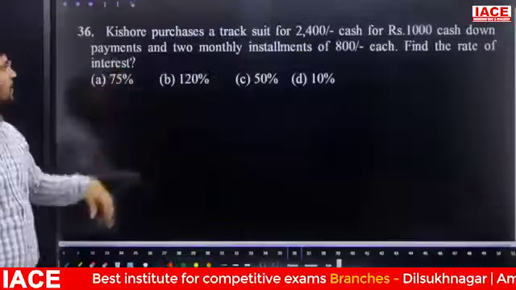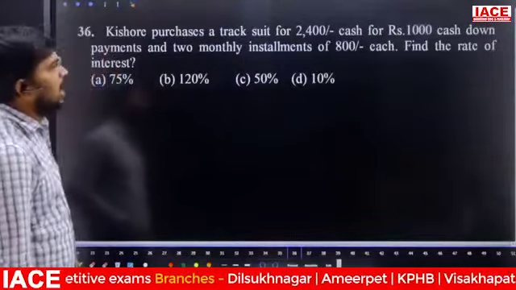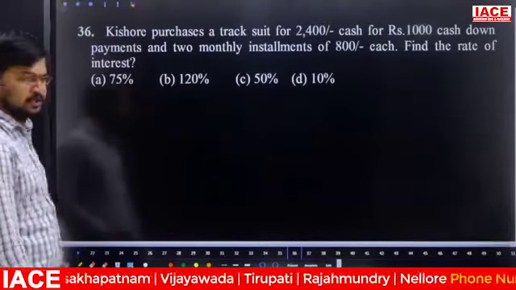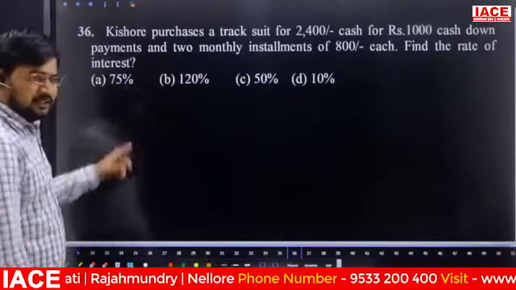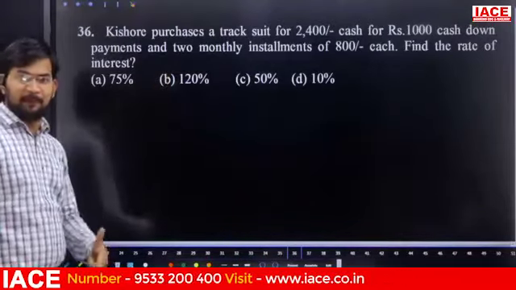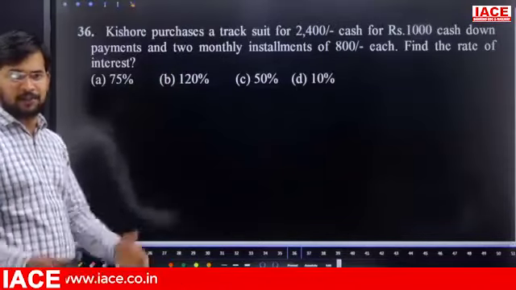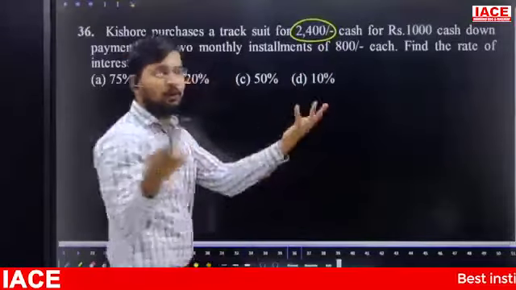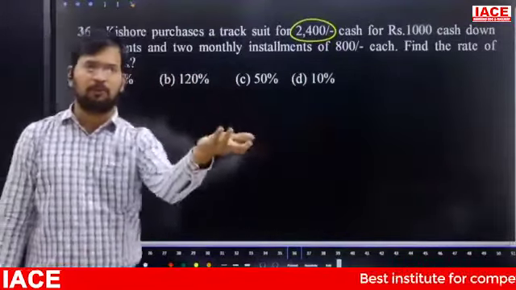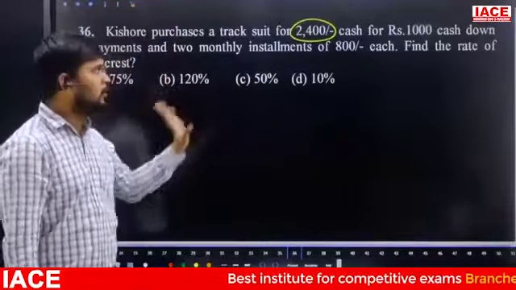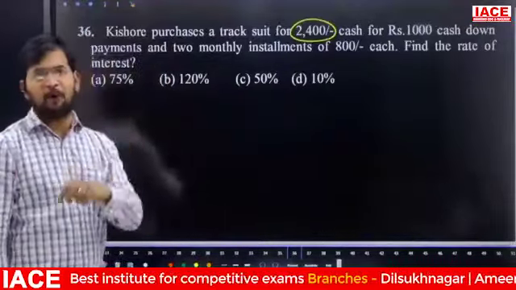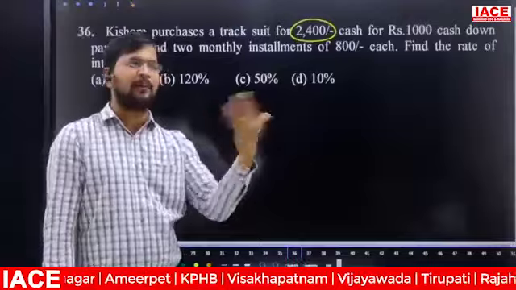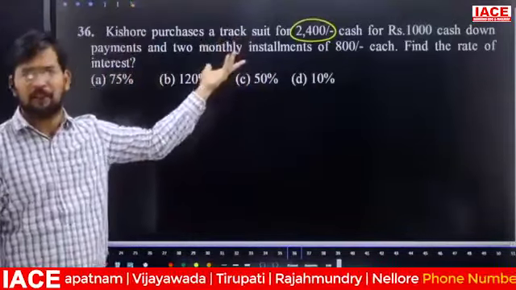Okay? So Kishore purchases a track suit for 2400 cash or 1000 cash down payment and 2 monthly installments of 800 each. Find the rate of interest. So look at me, all of you. So I think simple interest cash down payments, I already explained in yesterday's class how to calculate cash down, so installments. Okay? So if you pay 2400 directly in cash, there is no interest at all. If you pay 2400 you take that track suit, but here the shopkeeper has given one more option. So no need to pay 2400. If you pay 1000 now, the remaining 1400 you have to pay in the installments.